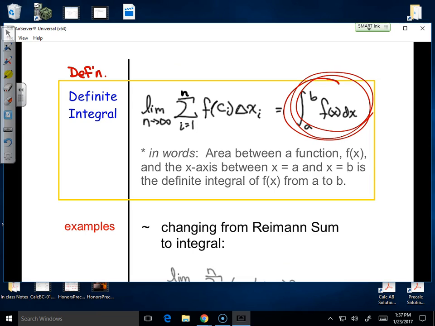Right now we know how to approximate that using rectangles or trapezoids, but we don't know how to actually solve it with antiderivatives. Don't worry, they're coming back. I knew you were worried. They're coming back. It's not quite yet.